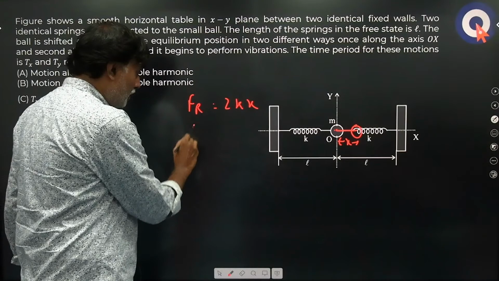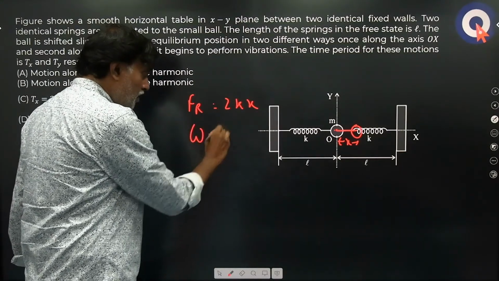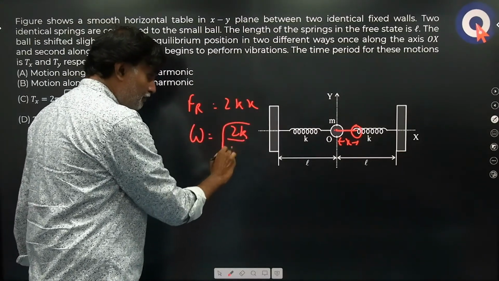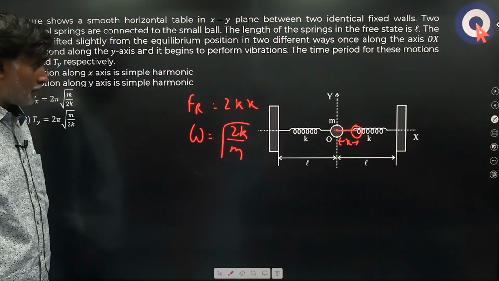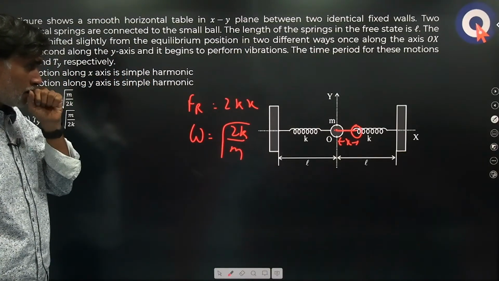Then what is the angular frequency of oscillation? It is the root of coefficient of x by m. Root of coefficient of x by m, okay. Root of 2k by m.